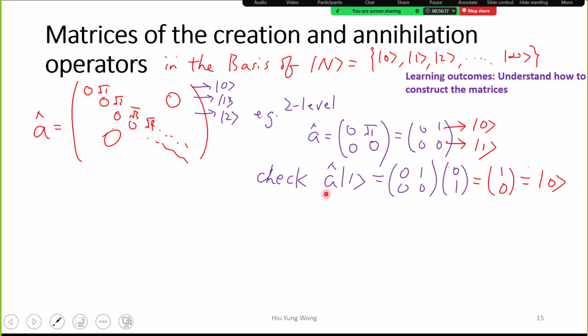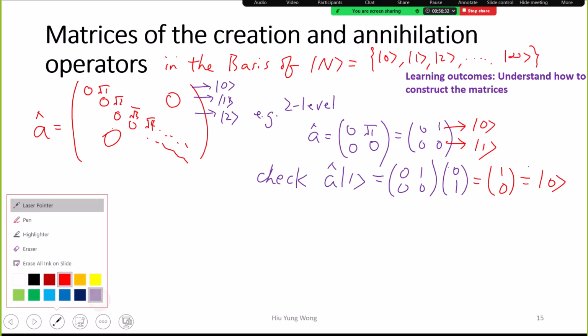Now, what if you continue to apply another one? Because this is a two-level system, if you try to apply again in this direction, you will go to 0. But not just two levels, with any number of levels this will just bring you to the number 0. Let's look at the raising operator.